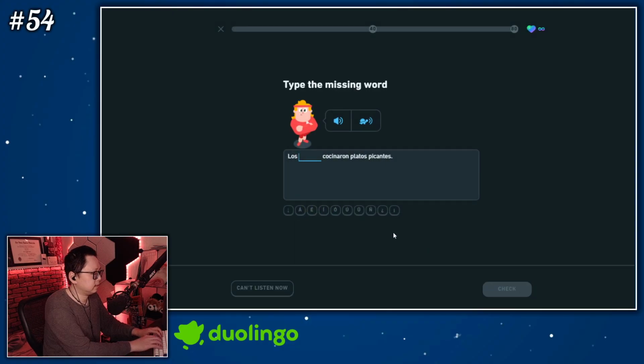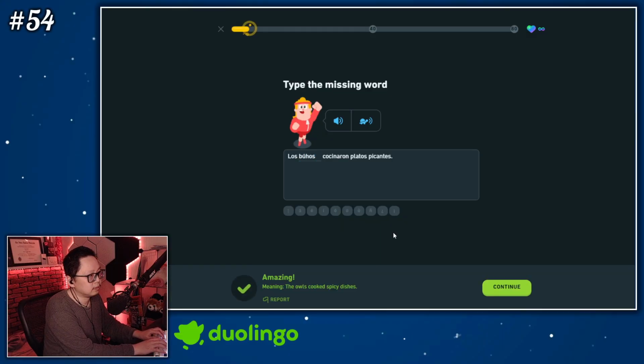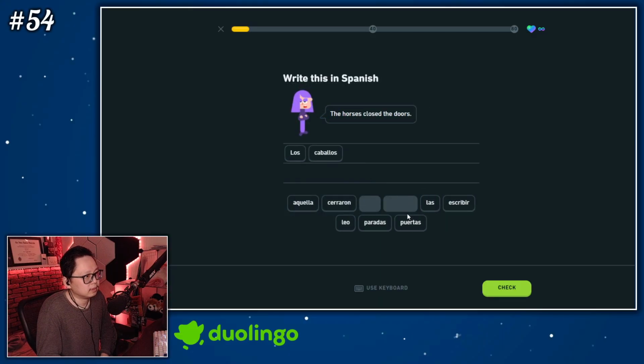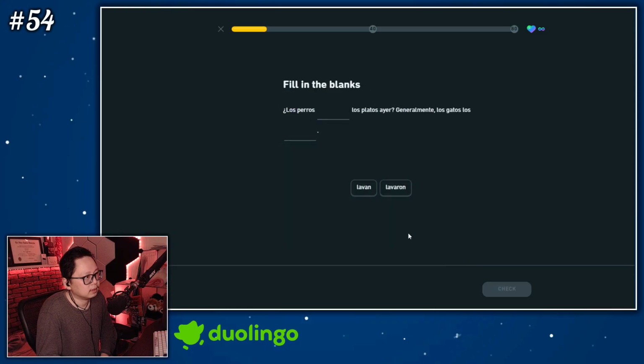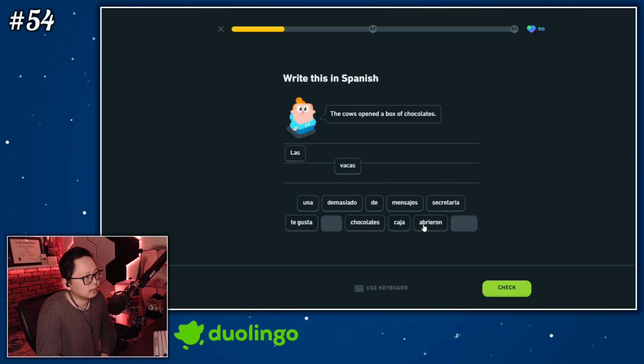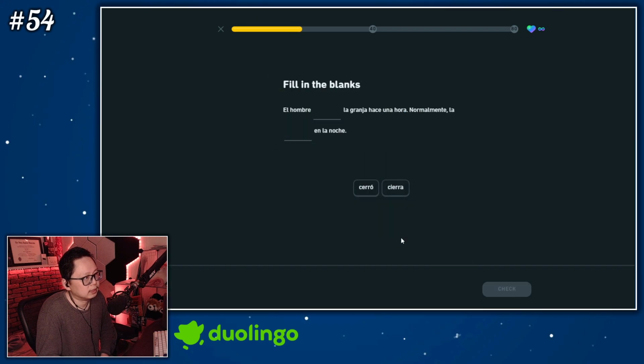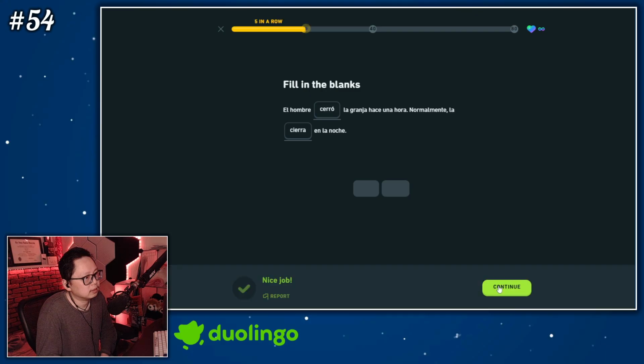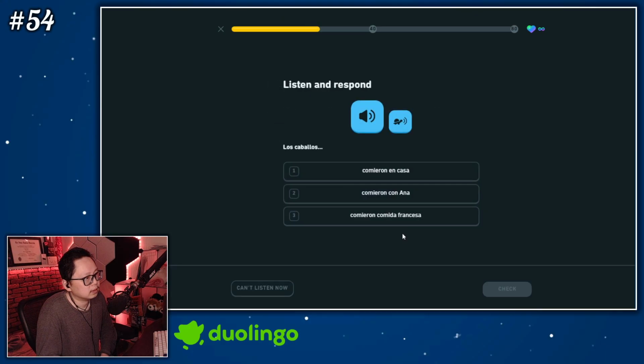Los búhos cocinaron platos picantes. Los caballos cerraron las puertas. Lavan. Las vacas abrieron un chocolate. Cerró. Cierra. Oh, wait. Yes. Cierra. Escucha esto. Ana, el caballo y su esposa fueron a un restaurante francés.